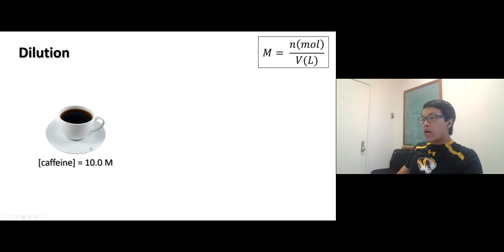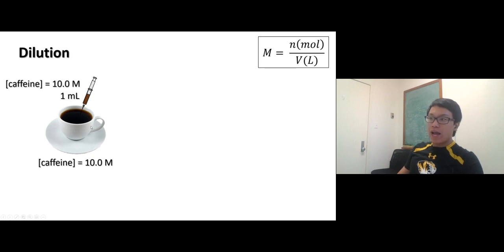Now, if I transfer, so I have a syringe, so pull up some of this solution into the syringe. Let's say take 1 milliliter. What is the concentration of the solution in the syringe? Still the same, 10 molar, right? I haven't done anything yet. If you test the coffee in the cup and test the coffee in the syringe, they're going to test the same thing. I haven't done anything yet.